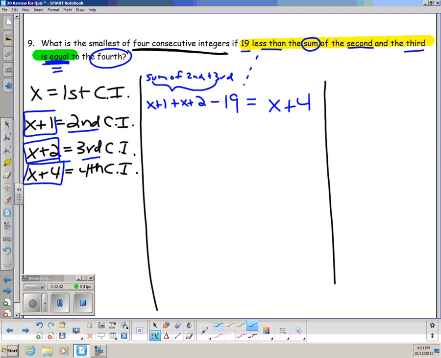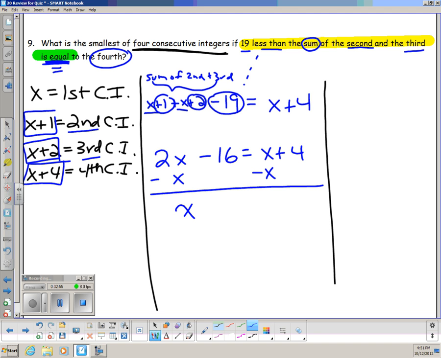So now I combine my like terms. I have my x and x is 2x. 1 plus 2 is 3. 3 minus 19 is negative 16 equals the fourth integer. Subtract x on both sides. I get x minus 16 equals the fourth. Add 16 to both sides, and x is 20.